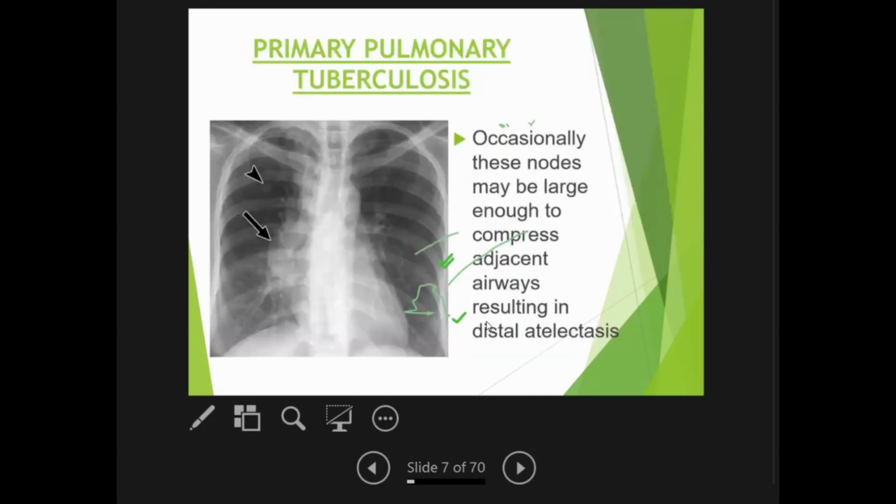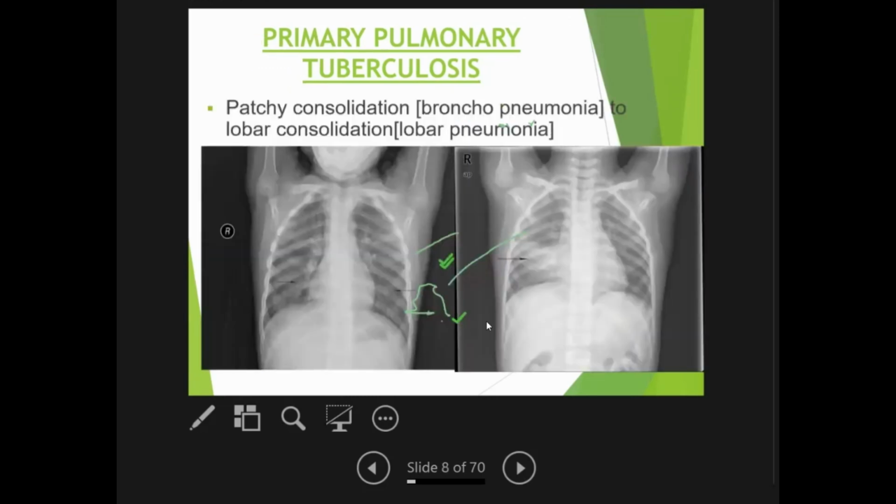Sometimes these nodes can be so large that they might compress the airways, the bronchi and the trachea, and give symptoms. Especially you might see subsegmental consolidation, which we call atelectatic bands or atelectasis. Then patchy consolidation is one of the common findings, especially in children. They present as what we call bronchopneumonia, or they can develop into consolidation.